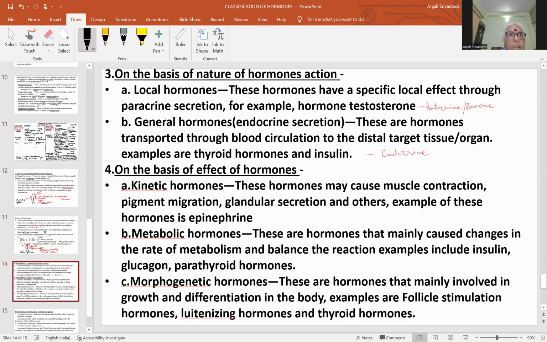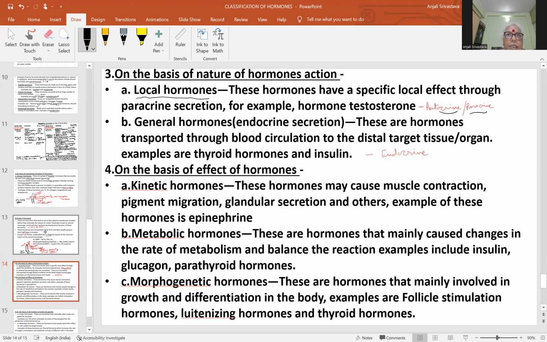Hormones का nature, कहाँ वो काम कर रहे हैं. Some first type is local hormones. They are acting locally. That may be the paracrine secretion or autocrine secretion. इनको act करने के लिए blood की जरूरत नहीं होती है. Autocrine hormones are those hormones which are secreted by the cell itself.